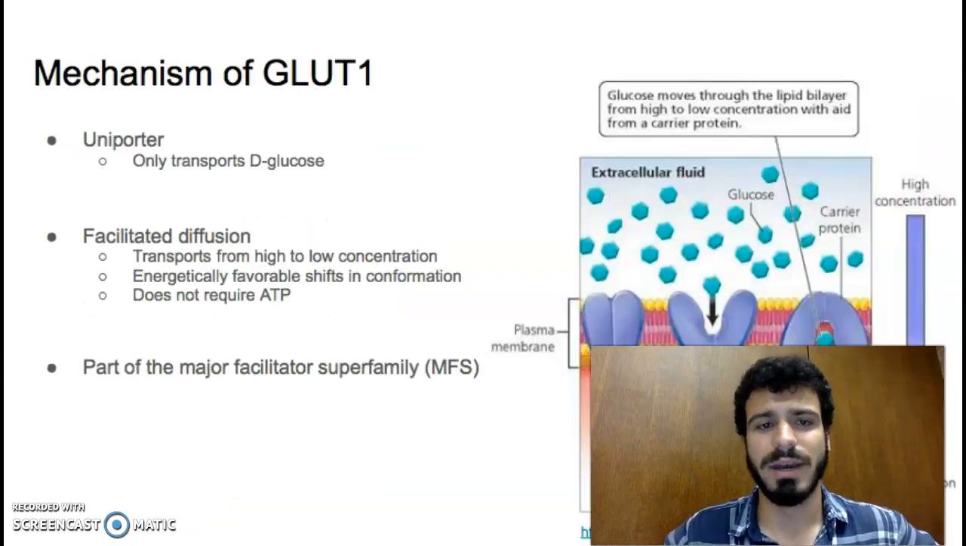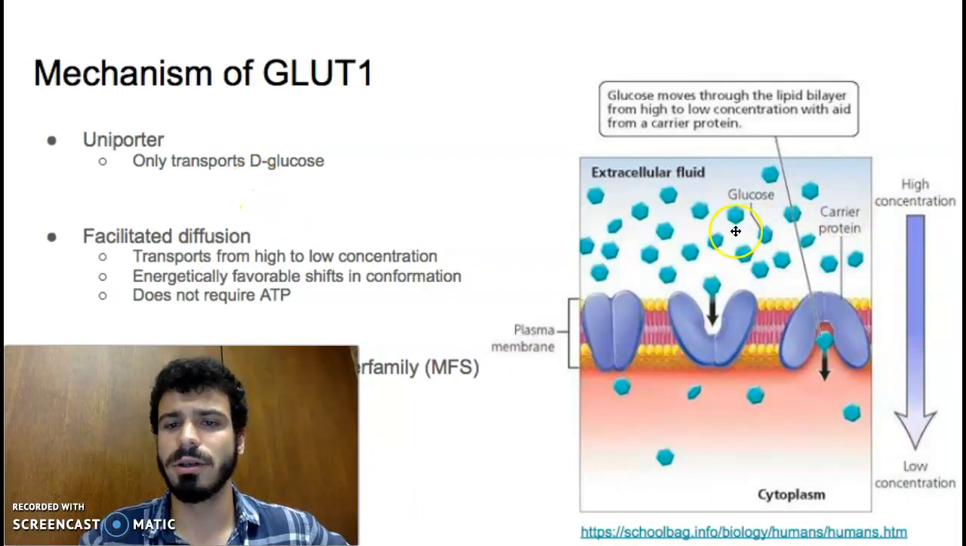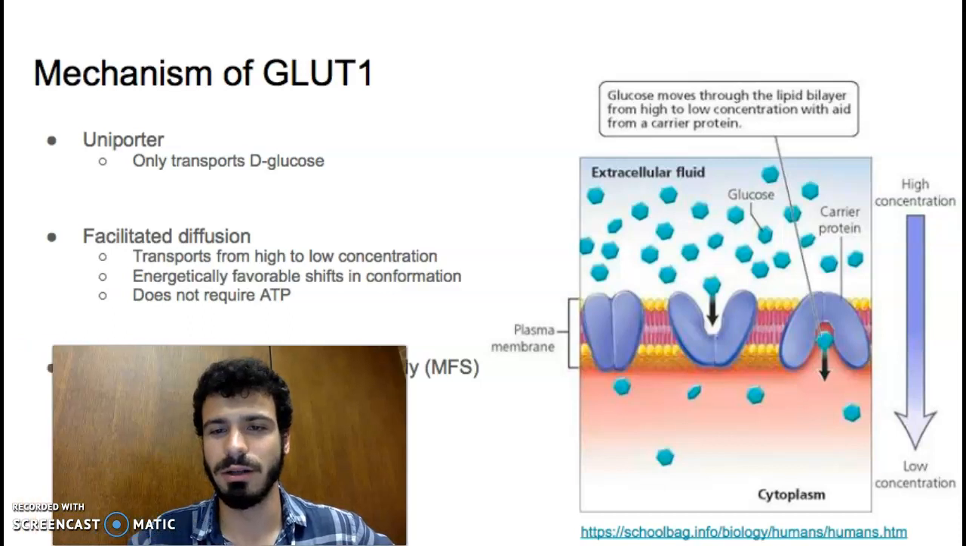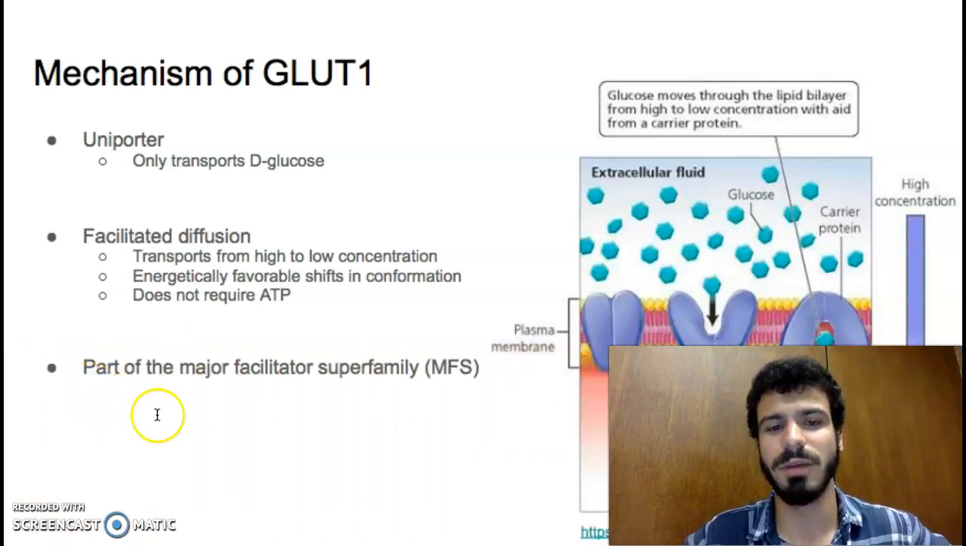As a brief word on the mechanism, it's a uniporter, so it only transports one molecule of D-glucose. The D-glucose binds to the active site, which induces a conformational change, which is energetically favorable, and it is therefore able to transport glucose down its concentration gradient through facilitated diffusion. So it does not require ATP. It's part of the major facilitator superfamily.